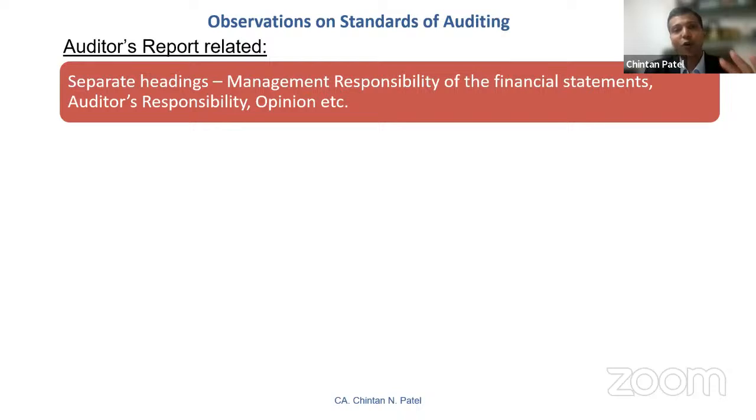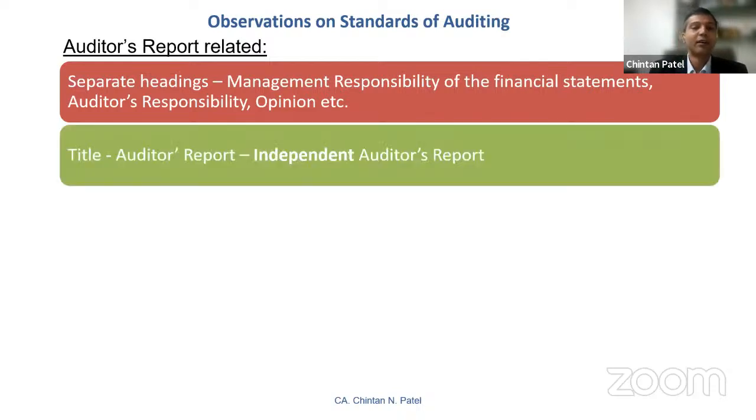SA 700 provides the format of the auditor's report, and it says that there has to be a separate section on management's responsibility, auditor's responsibility, and opinion. So in a few auditors' reports that was not available, which is not in compliance with the standard.